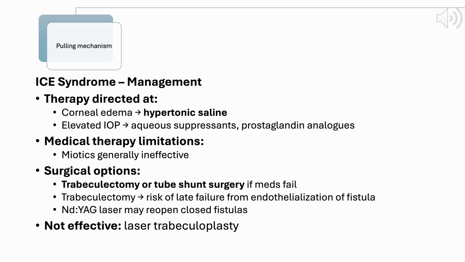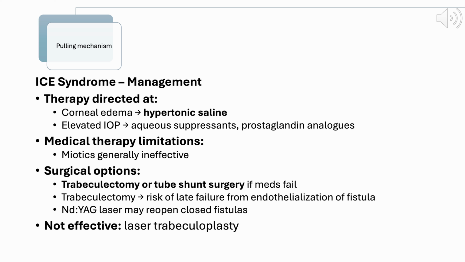Management of ICE syndrome is directed both at corneal changes and elevated intraocular pressure. Corneal edema can be treated with hypertonic saline, while pressure is managed with aqueous suppressants or prostaglandin analogs. Medical therapy has limitations. Miotics are generally ineffective, and while medications may temporarily reduce pressure, they rarely provide long-term control. Surgery is often required. Trabeculectomy or tube shunt surgery are the main options when medications fail.